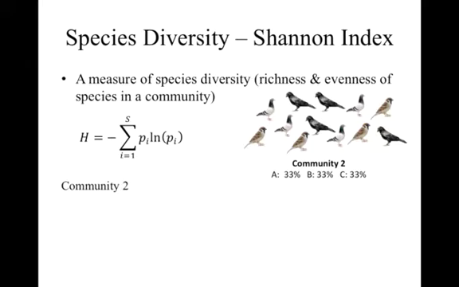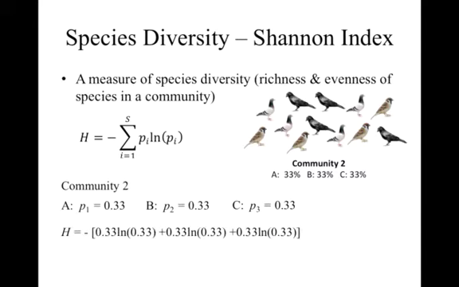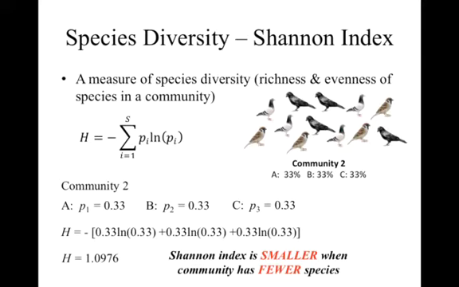Let's take a look at community number 2. And now I have proportions 0.33, 0.33, and 0.33. I again plug that into my equation for the Shannon index. And this time I only have 3 terms because I only have 3 species in my community. And I get 1.0976. So 1.09 is smaller than 1.3. And so my Shannon index is smaller when the community has fewer species.